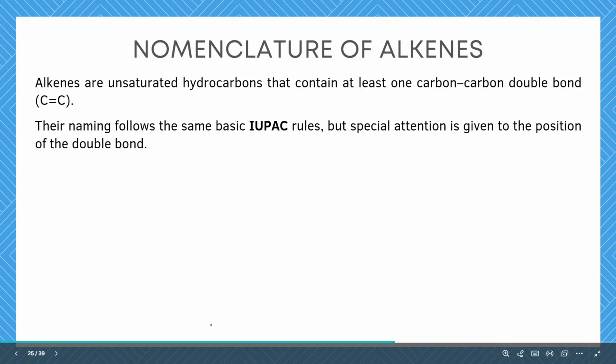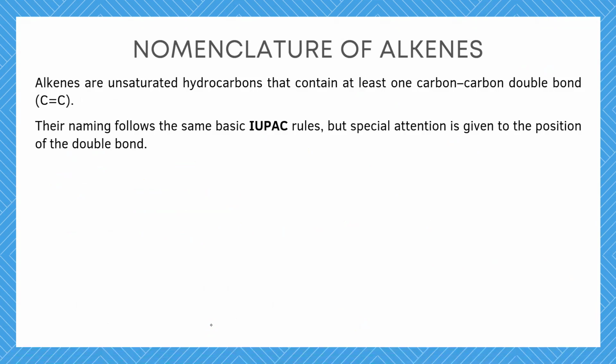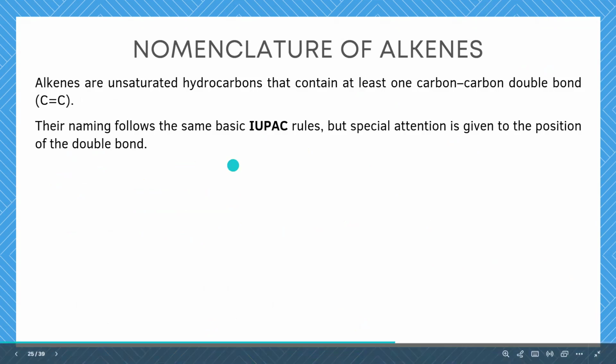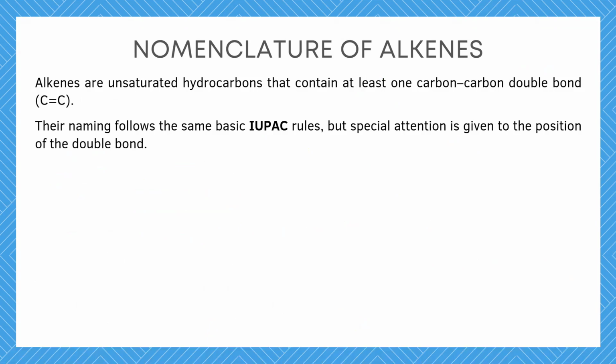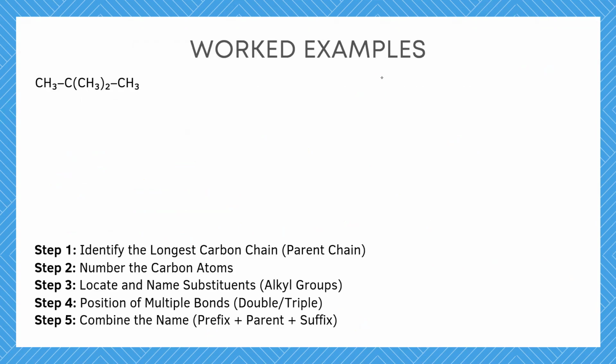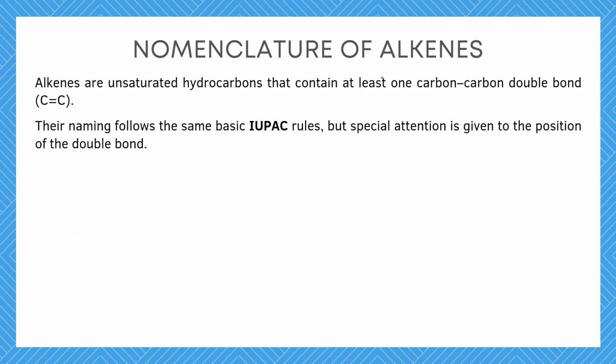So now that we have seen some examples of naming alkanes, the ones that have branches and the ones that lack branches, let's get into the concept of naming alkenes. So first things first, alkenes are unsaturated. Unsaturated simply means not fully filled.